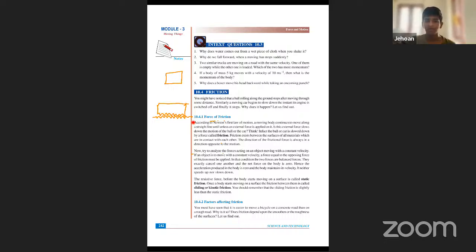According to Newton's first law of motion, a moving body continues to move along a straight line unless an external force is applied to it. If this external force slows down the motion of the ball or the car, in fact, the ball or car is slowed down by a force called friction. Friction exists between all surfaces of all materials which are in contact with each other. The direction of the frictional force is always in the direction opposite to the motion.